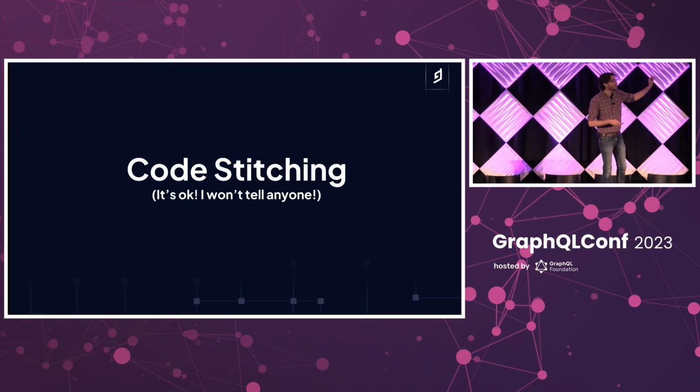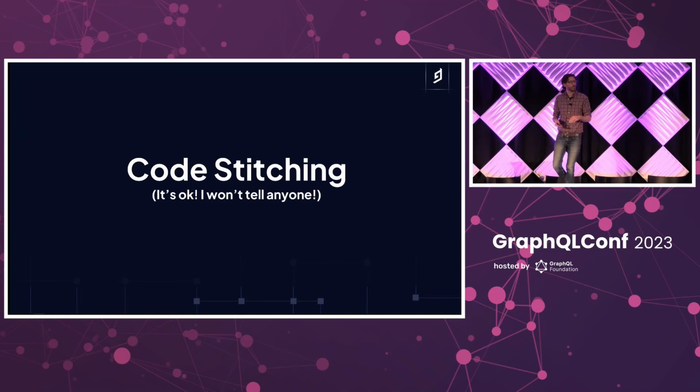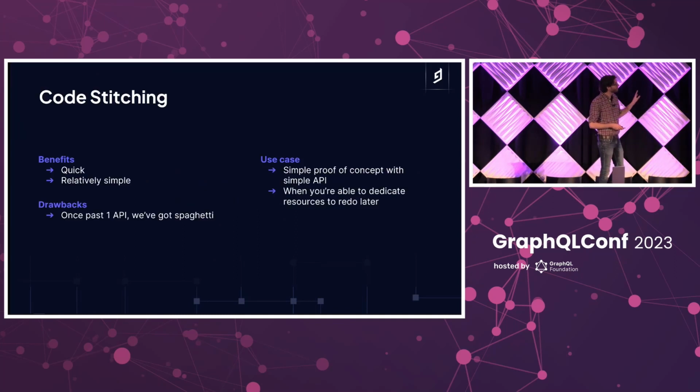First and foremost, you don't need a federation technique. If you just have a simple API next to your app's data, just stitch it together with a simple middleware. Your secret's safe with me. I'm not going to tell anyone else in this room. Benefits of this: it's quick, it's relatively simple, but once you get past that first API, it's just spaghetti code all the way down that middleware. This is really only useful for a proof of concept or when you absolutely know that you'll replace it with a true federation technique later on.